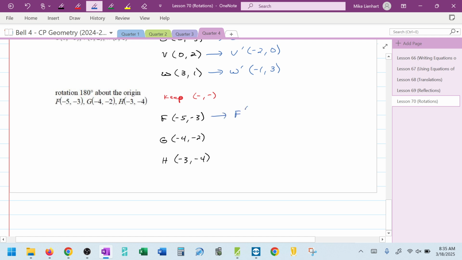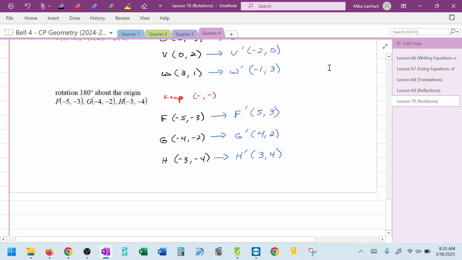F prime. Keep the order, but make them opposites. Opposite of -5 is 5. Opposite of -3 is 3. So I'm at the point 5, 3. Keep, opposite, opposite. That makes G prime at 4, 2. Keep, opposite, opposite. That makes H prime at 3, 4.